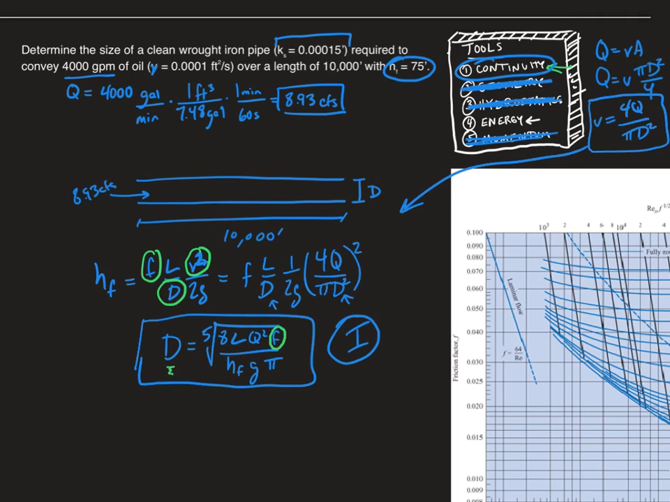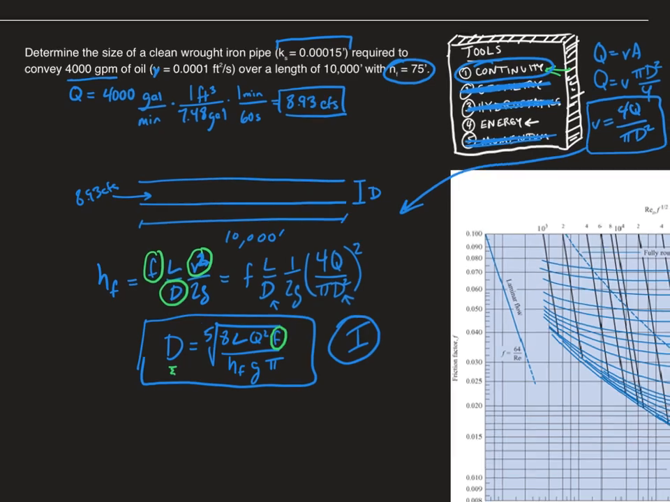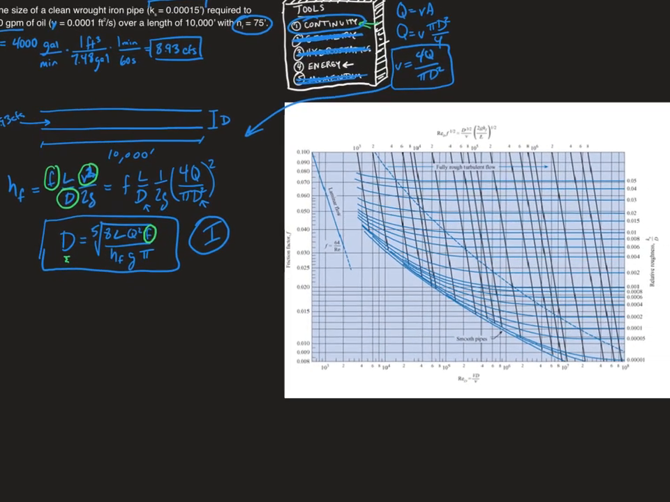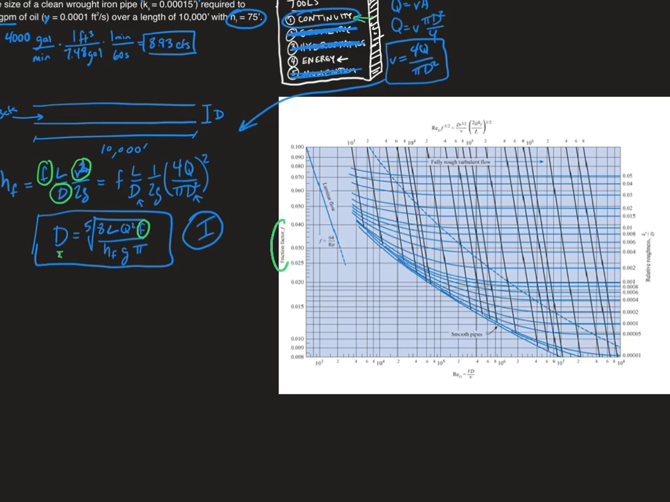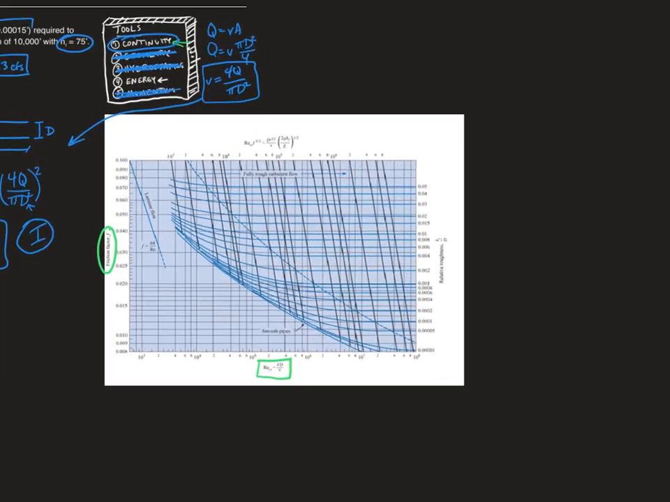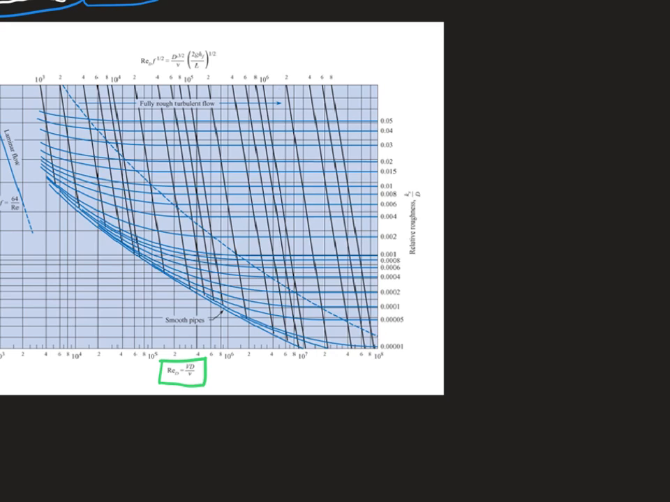The only way to get at f, really, is from the Moody diagram. And the problem is when you don't know D, we can't get the Reynolds number, because that's VD over nu. We also can't get the relative roughness, because that's k_s over D.